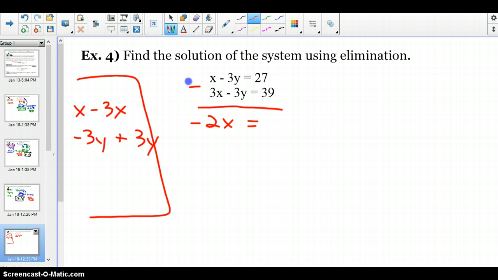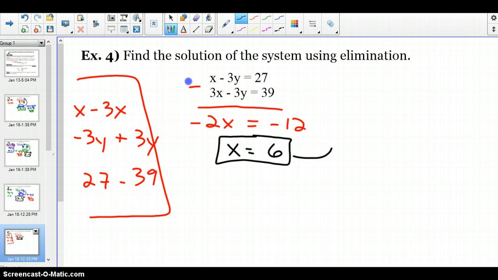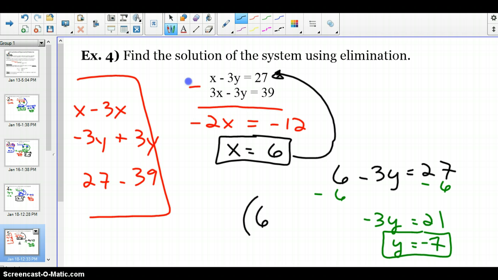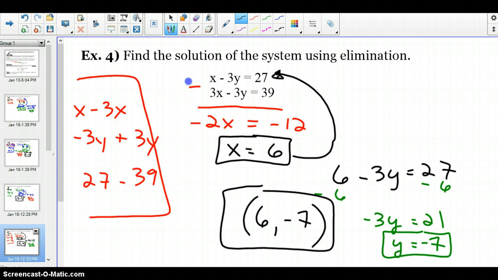Now I need to subtract 27 minus 39. That calculation is negative 12. So x is equal to 6. I'm going to plug that back into the first equation, which looks easier to use. So I'm going to have 6 minus 3y is equal to 27. Really quick, I'll subtract 6 on both sides. Negative 3y is equal to 21, which means y is negative 7. I'm going to write this solution as an ordered pair, and that will be all.